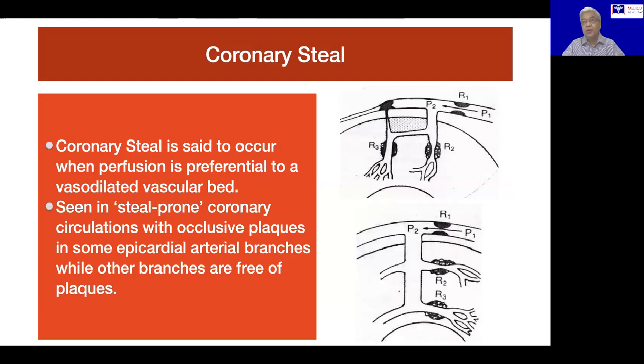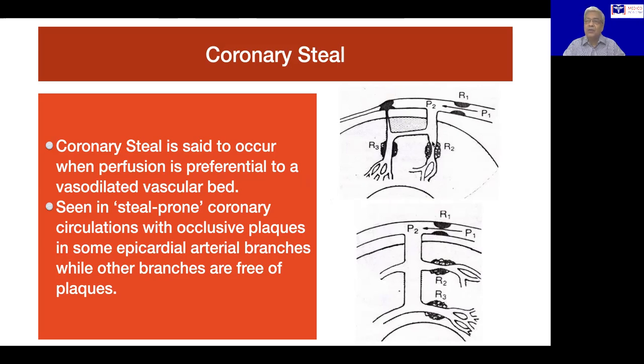There's another phenomenon which is very important to know as far as anesthesia is concerned, that is the phenomenon of coronary steal. What is coronary steal? Coronary steal is said to occur when perfusion is preferential to the vasodilated coronary bed. What do we mean by this? I'll explain it now. This is generally seen in coronary steal prone anatomies. That means whenever there are plaques in some epicardial vessel branch, but the other branch is free of plaque, then the blood will flow preferentially to that branch.